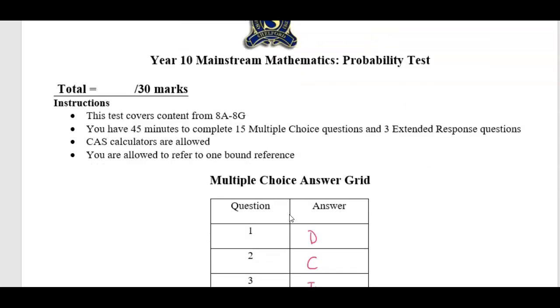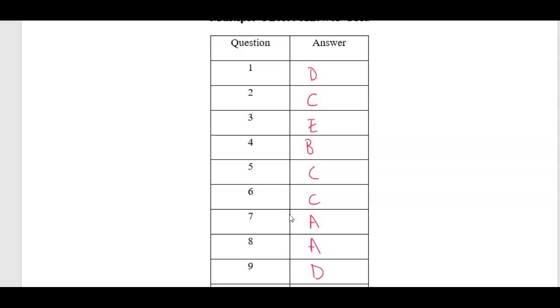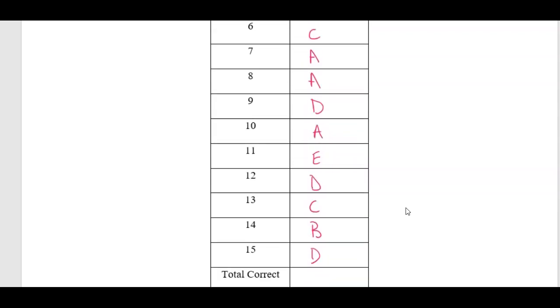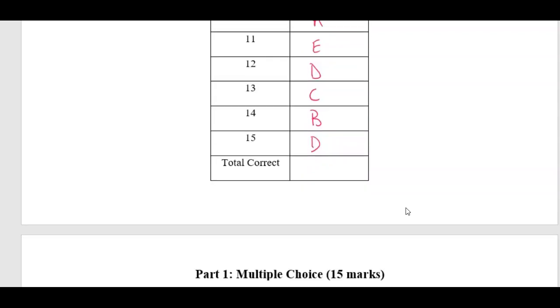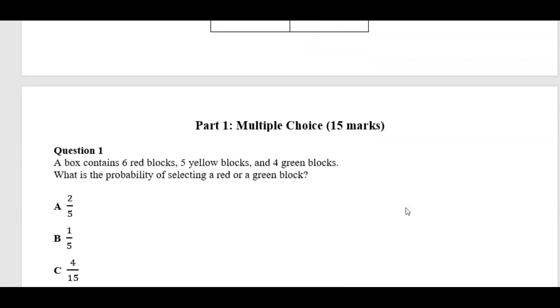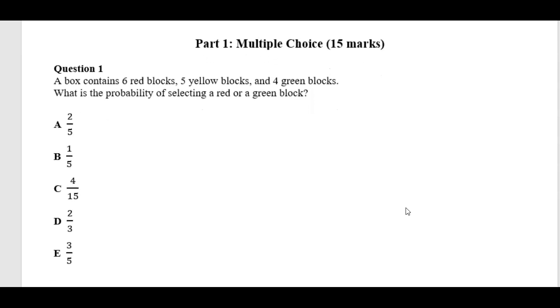So the first 15 marks were multiple choice, so I might just quickly scroll down. If you need to have a look at any of the answers, just pause, but we're going to go through all the questions anyway. Okay, the multiple choice was done quite well. The whole test was done quite well, in fact. Question 3, I think, with a tree diagram stumped quite a few people in the extended response. But let's go through all the multiple choice questions.